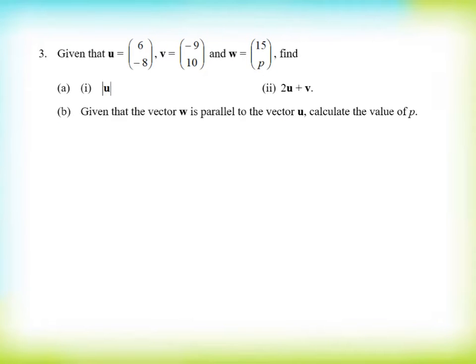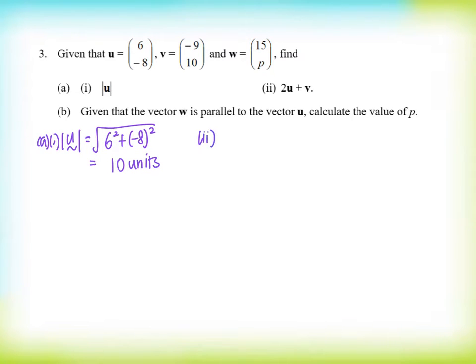Now, before we move on to answering the harder questions, let's take a quick review of some of the concepts that we have learned in the previous chapters as well. Firstly, let's find the magnitude of a vector u. So the magnitude of vector u will be taking the square root of 6 squared plus (-8) squared, and that gives us 10 units.